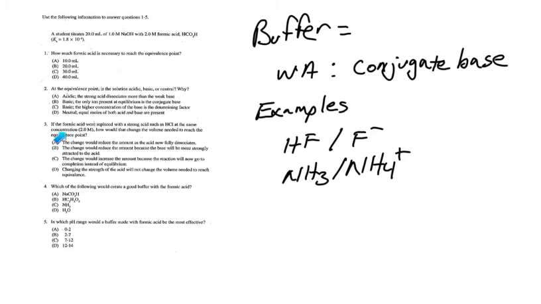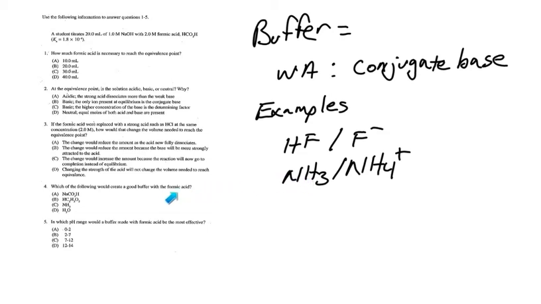Number 4. Which of the following would create a good buffer with the formic acid? So let's remind ourselves what buffers are. Buffers are whenever you have a weak acid and its conjugate base. It must be a weak acid, can't be strong. So examples are HF, because that's a weak acid, and F-, that's its conjugate base. In this example, which is a common one, ammonium is the weak acid, and ammonia is the conjugate base.